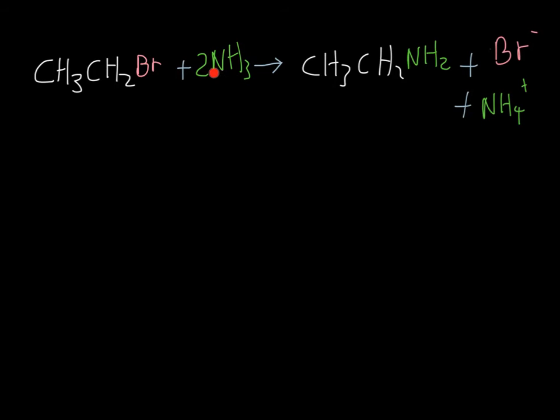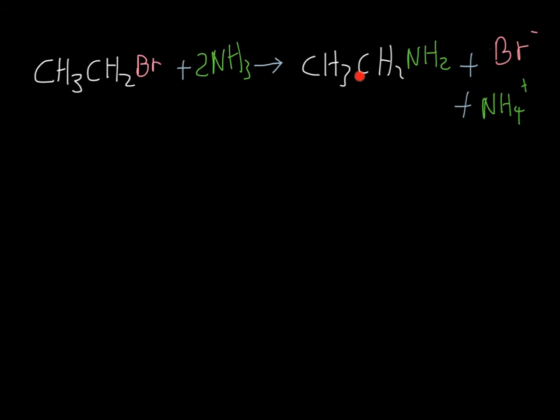The lone pair happens to be on the nitrogen. You'll notice we've got 2 of them. When we do the mechanism, you'll see why that is, but only one of them actually adds on. So we end up forming this primary amine, so this would be called ethylamine.